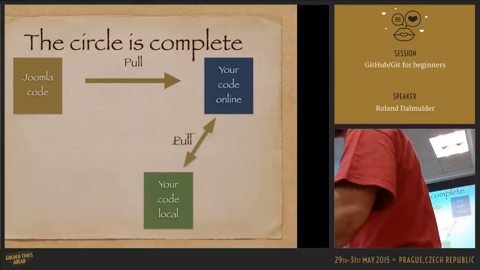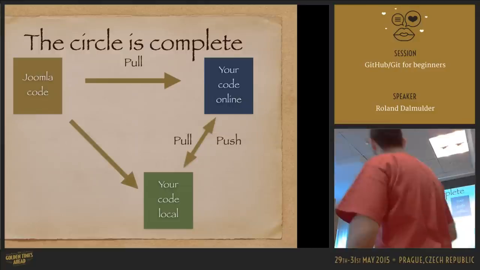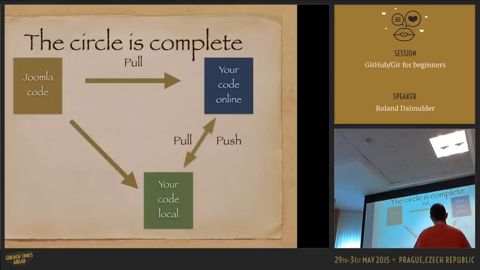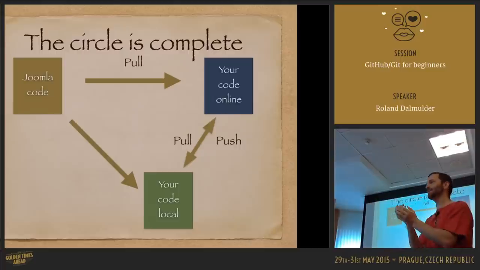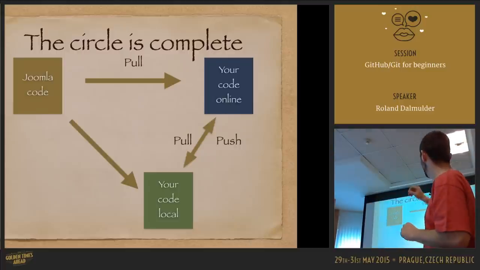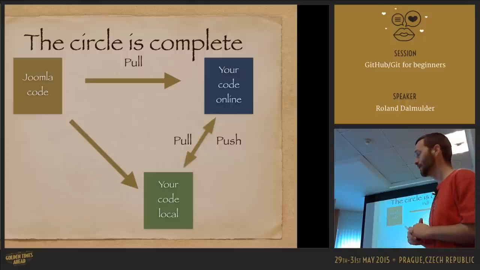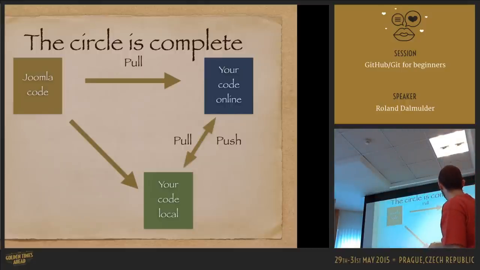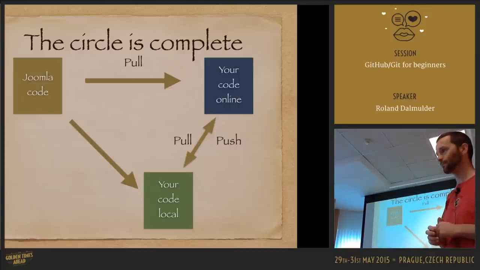How do you know that you are pulling from your code? Your code local, GitHub has the names. Let me put it another way. The Joomla code online gets a nickname. It's usually called upstream. The code online of your own gets a nickname, which is usually standard to origin.